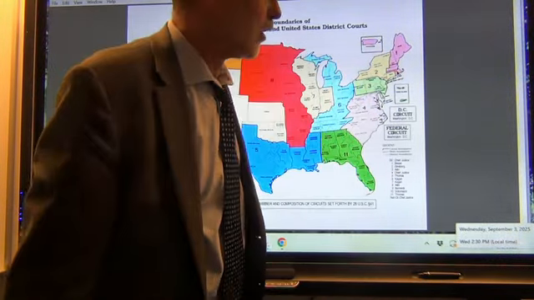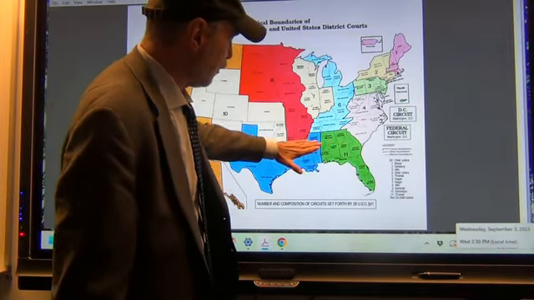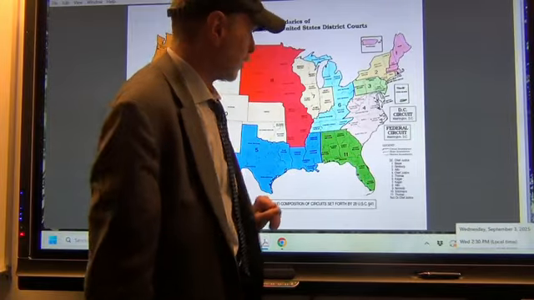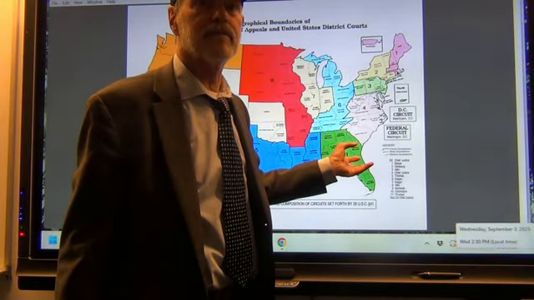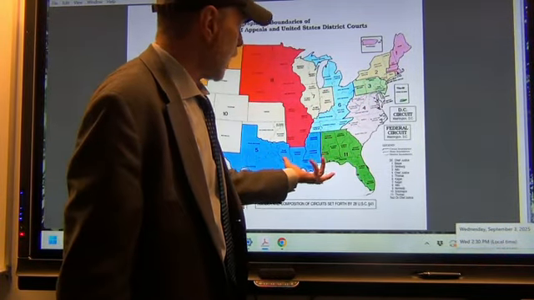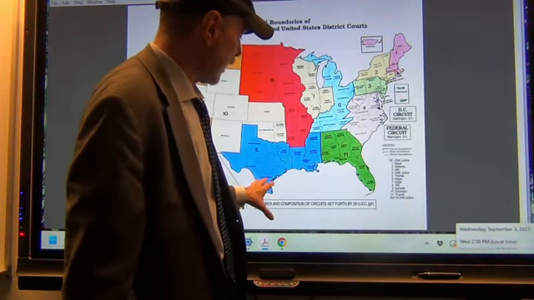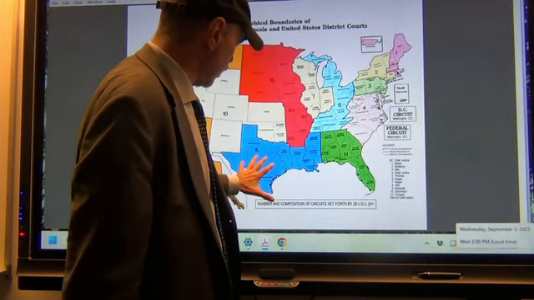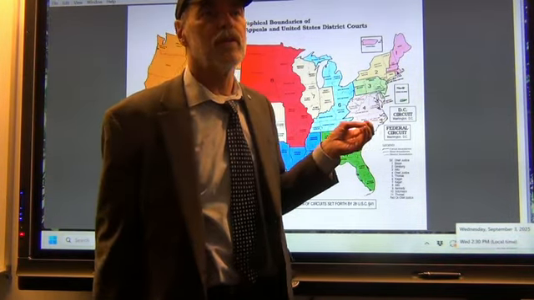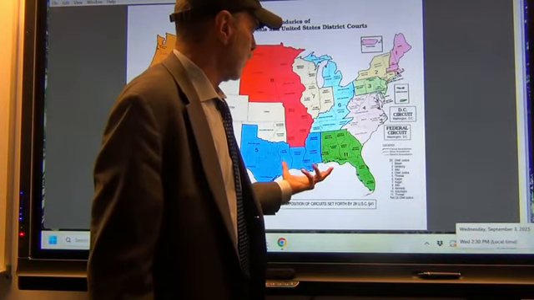So what happened was, this was originally all the Fifth Circuit. The blue and the green were all the Fifth Circuit. And people sometimes call it the 5-11 split. What happened was the population got bigger and bigger in these southern states, and not just Florida, but Florida through Texas. And there was just more than that circuit could handle.